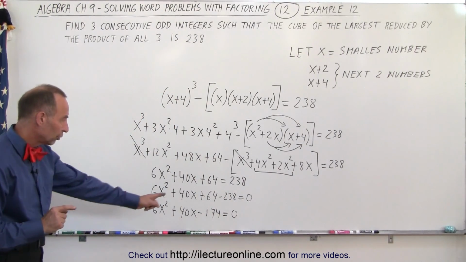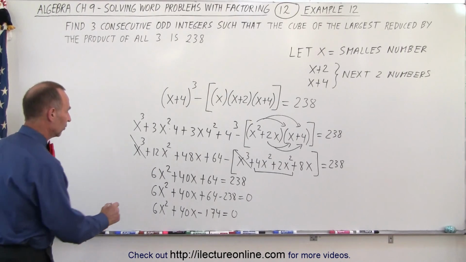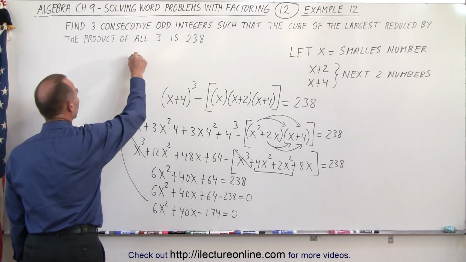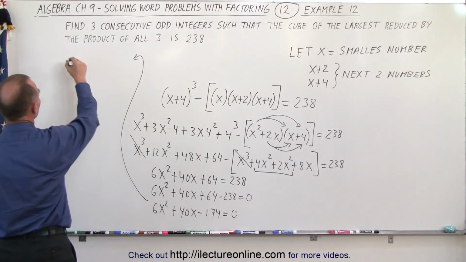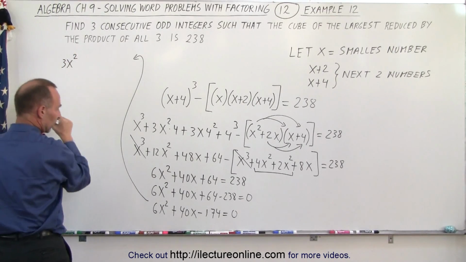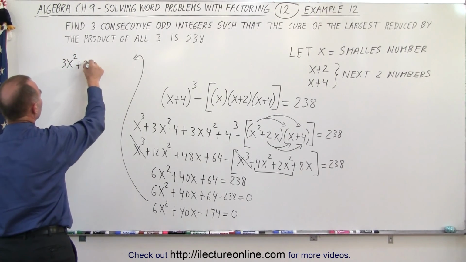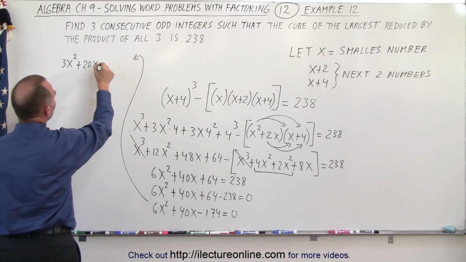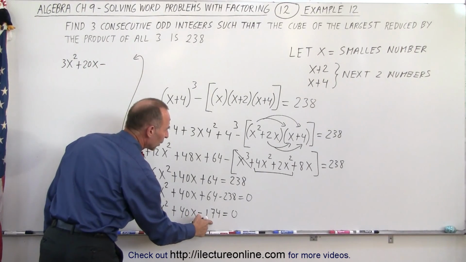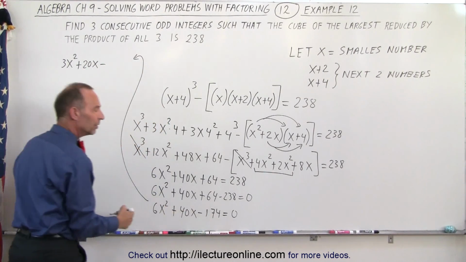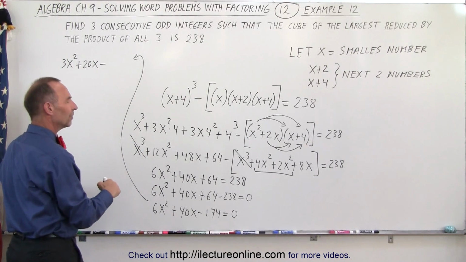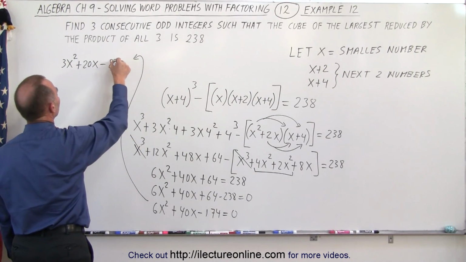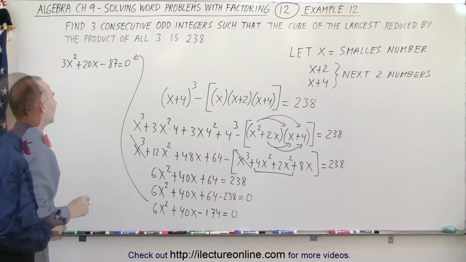Now notice that all the numbers are even. So we're going to continue here and simplify that a little bit. Divide everything by 2. That gives us 3x squared plus 20x minus, what's half of 174? That would be 87. So minus 87 is equal to 0.